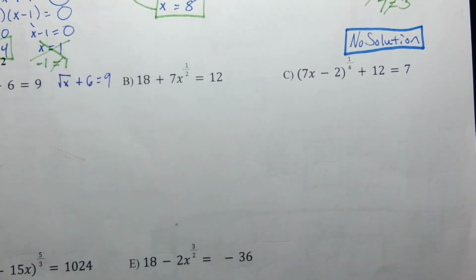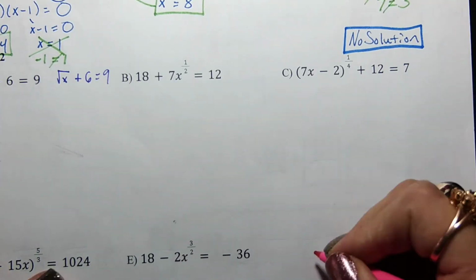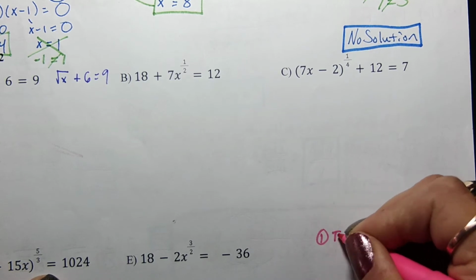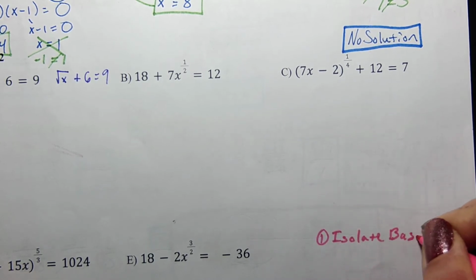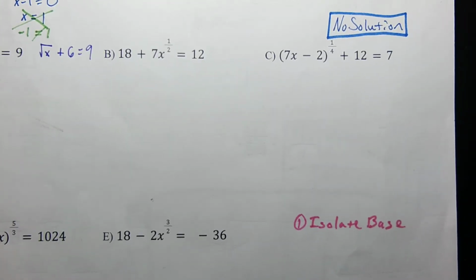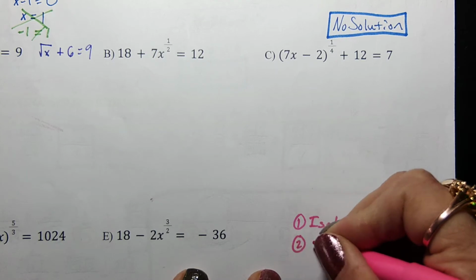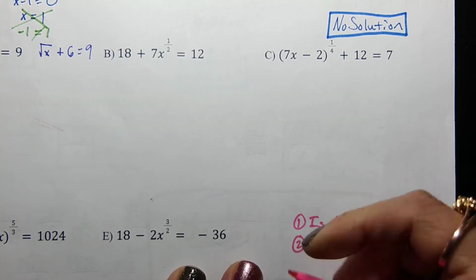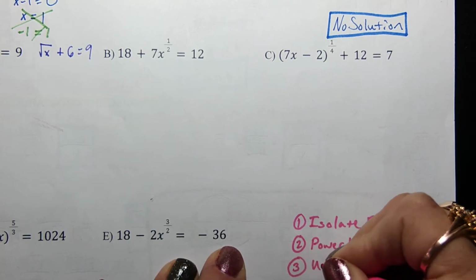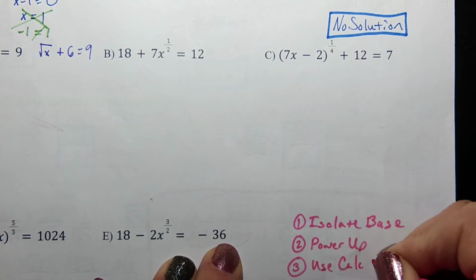So let's go ahead and write those steps down here. Step 1, isolate the base associated with the fractional power. And then 2, power up. And 3, use your calculator to check.